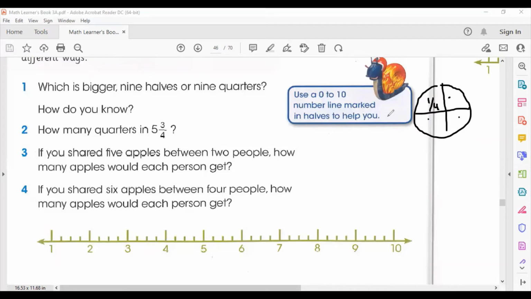So in the question it's written, how many quarters in 5 3 by 4? We need to find the fraction, which makes it easy to tell how many quarters there are. So let us do it. 5 multiplied by 4. I told you how to change a mixed number into a fraction. It is very easy. First of all we multiply, then add.